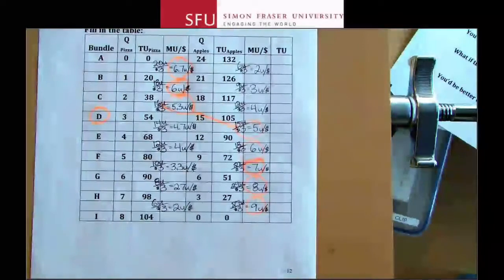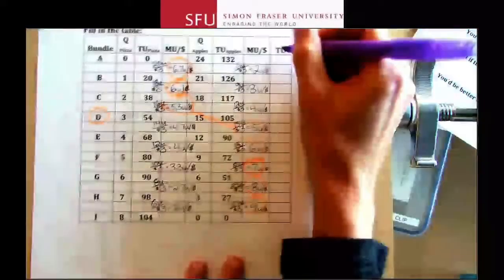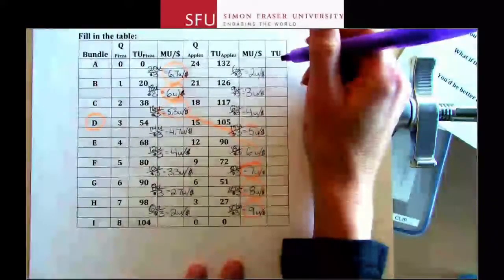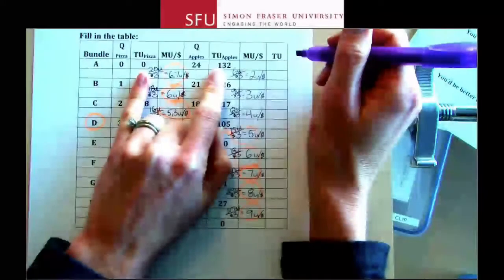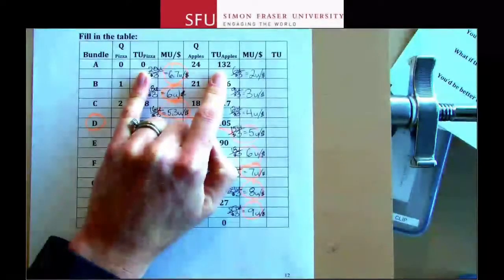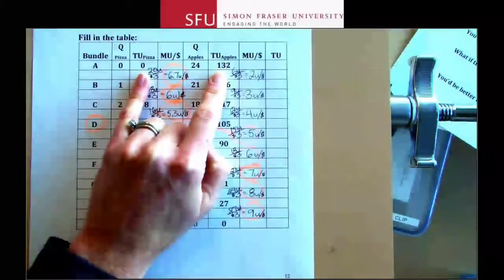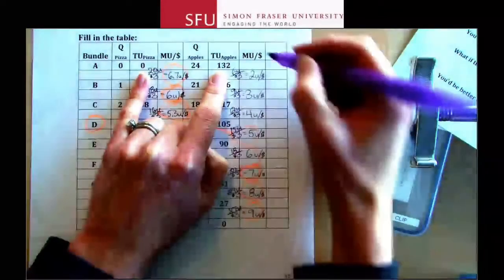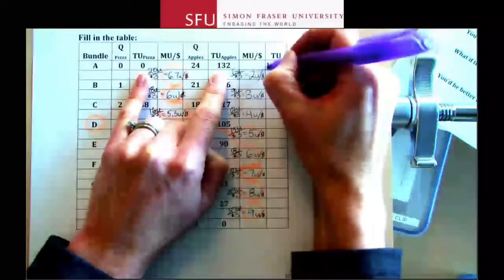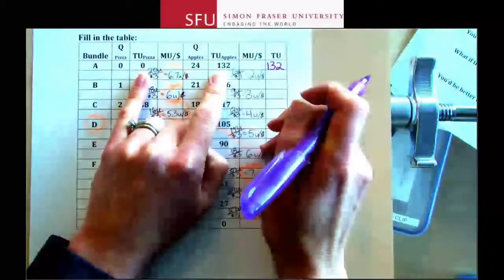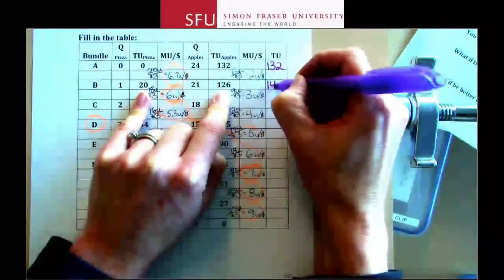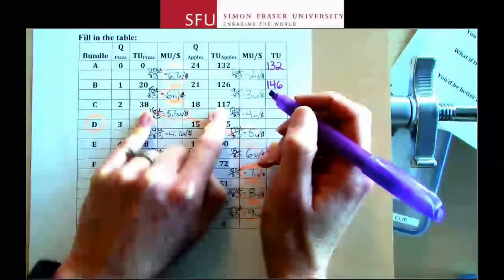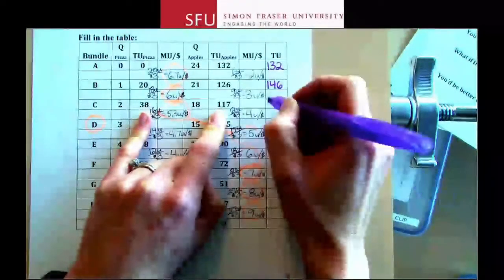Okay, so then last thing is the column on the far right, which is total utility, and this will be for the bundle, for the pizzas and the apples together. So you're looking then at these 2 columns, and you're adding together the 2 total utility numbers. So 0 plus 132, 20 plus 126, 38 plus 117.